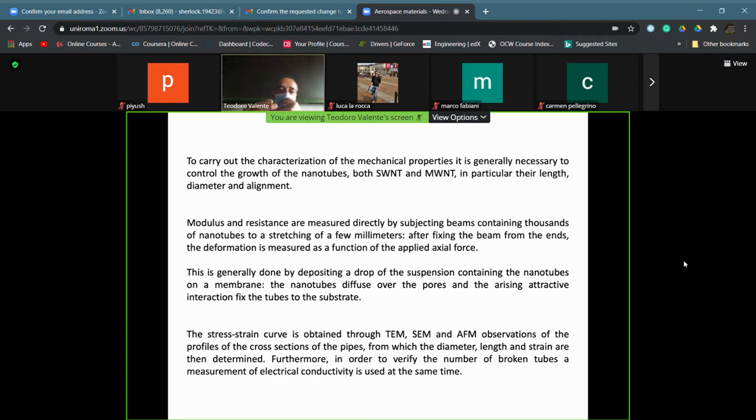This is generally done by using a drop of suspension containing the nanotubes on a membrane, so that the nanotubes can be diffused over the pores, and then some attractive interaction forces arise and they can fix these nanotubes to the membrane, that is the substrate, and then we can make the test.